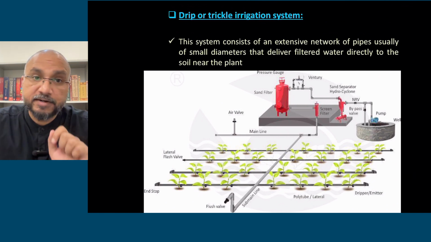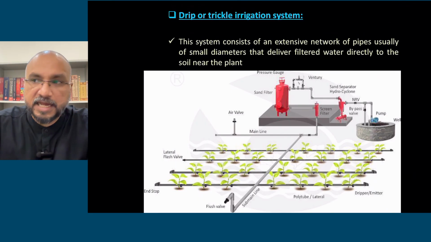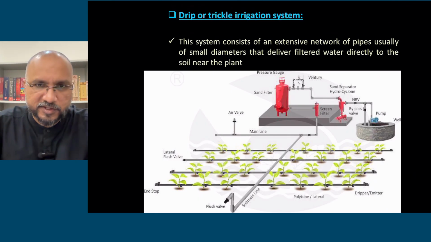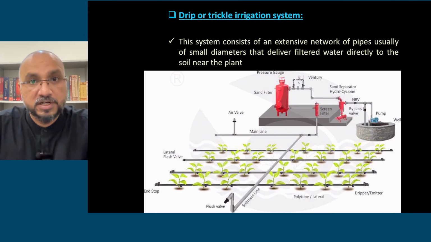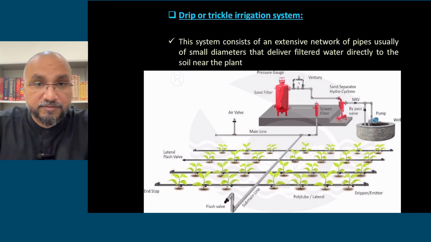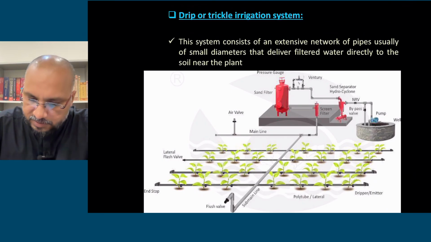Okay, now it is different from subsurface. In subsurface irrigation, the pipes are laid below the soil. Here the pipes are on the surface of the soil. So pipes are laid on the surface of the soil here. Don't be confused with the subsurface irrigation. Drops come, but the pipe, the lateral here, is on the surface of the soil. That is the key difference.